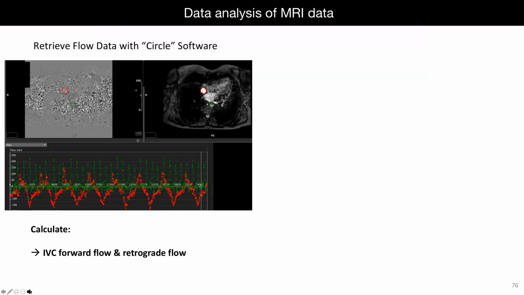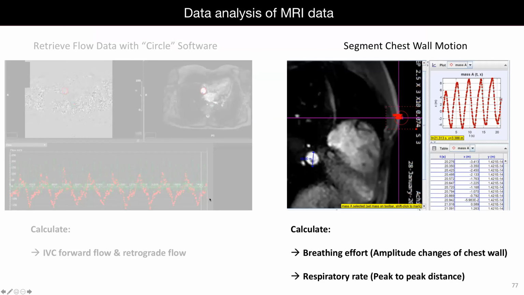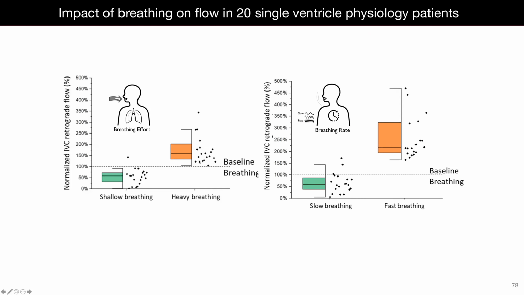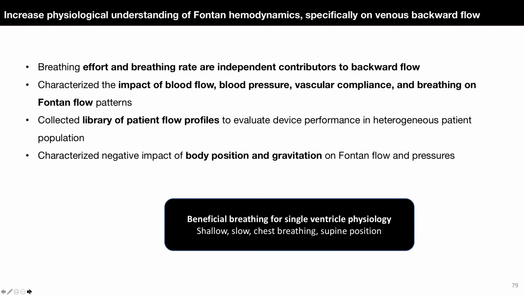We scanned 20 of them, and then we can quantify both aortic and IVC flow, and we can quantify the amount of retrograde flow in response to different breathing patterns. We can look at chest wall motion to quantify breathing effort and respiratory rate. What we found was that the heavier breathing in these patients led to more retrograde flow. Similarly, faster breathing led to more retrograde flow, and this has adverse consequences. And this really closely matched what we found in vitro in our benchtop model. So it was nice to validate this with a 20-patient study.